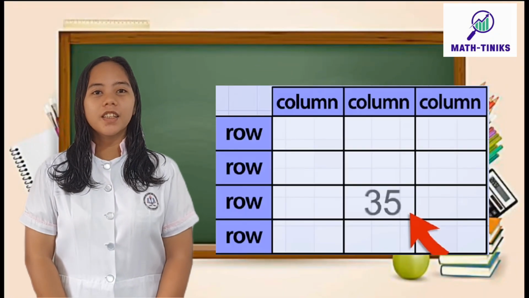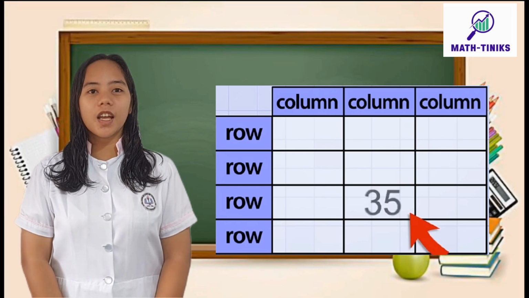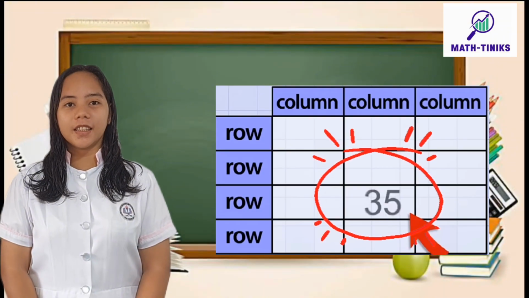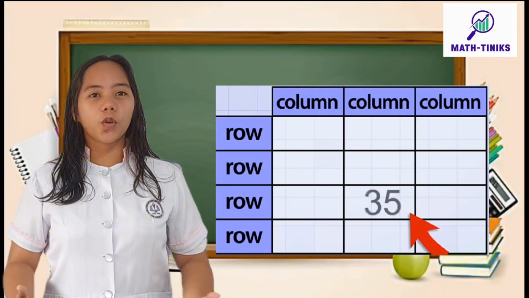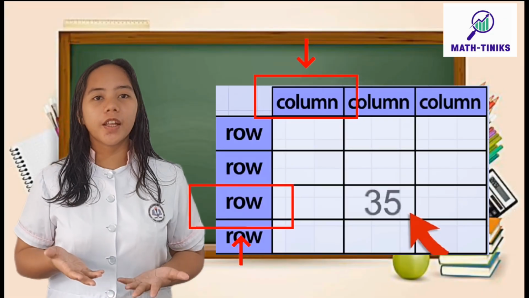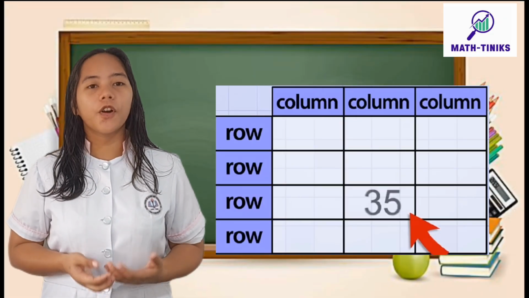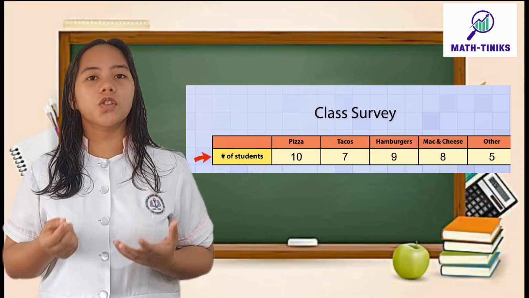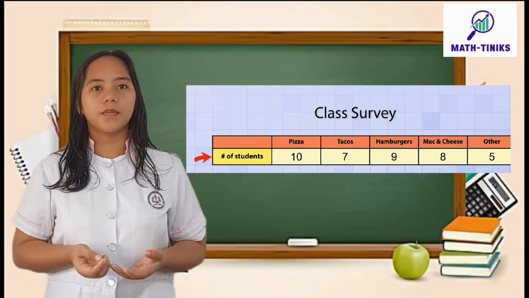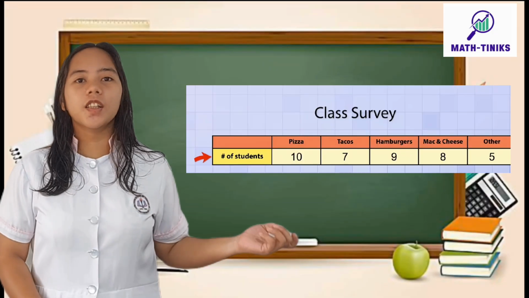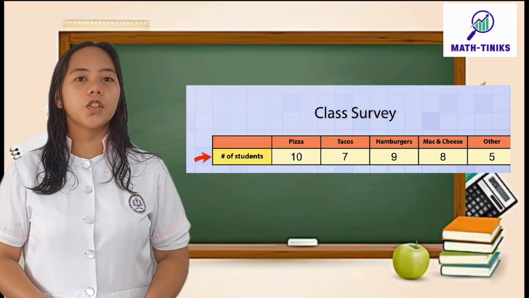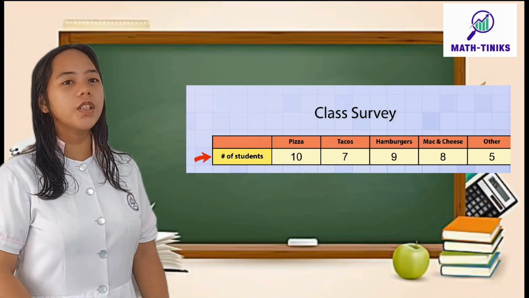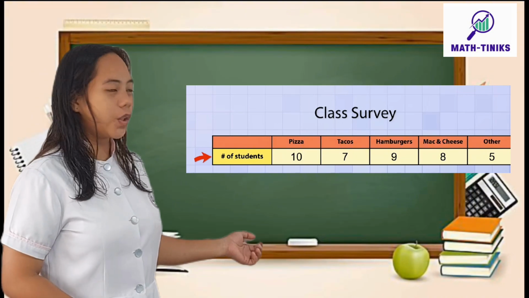Each box formed by this intersection is called a cell, and it can hold a number or other data in it. The columns and rows have labels to help you interpret the data in the cells. For example, this data table shows the result of a class survey about students' favorite foods. It has 5 columns that are each labeled with a choice from the survey like pizza or tacos. It has a single row that is labeled number of students.